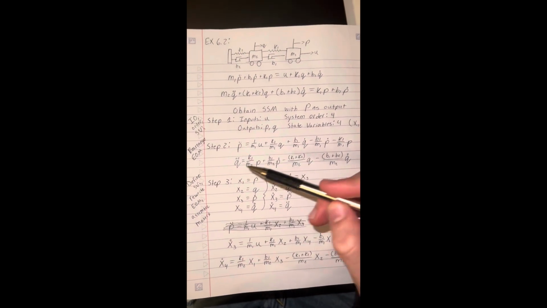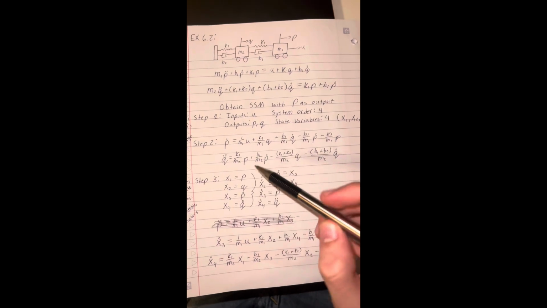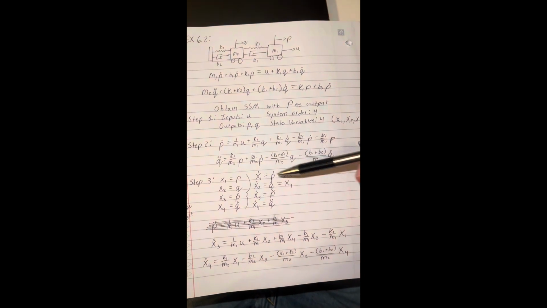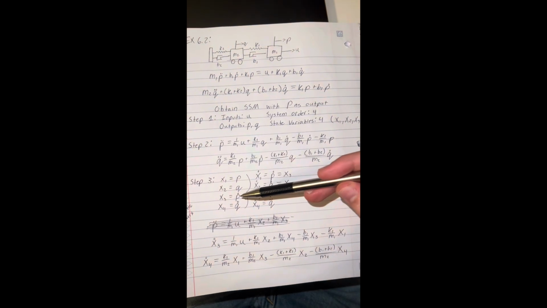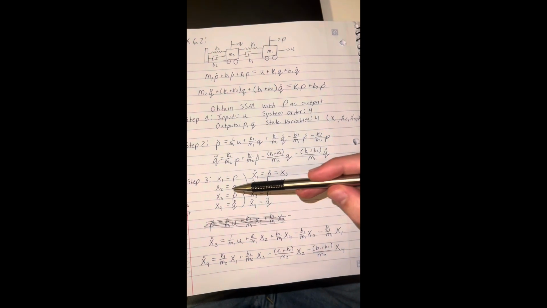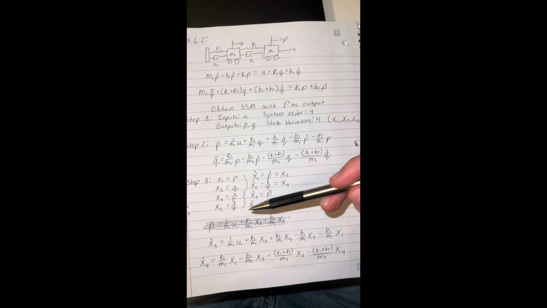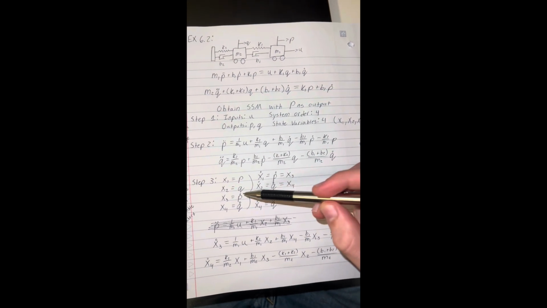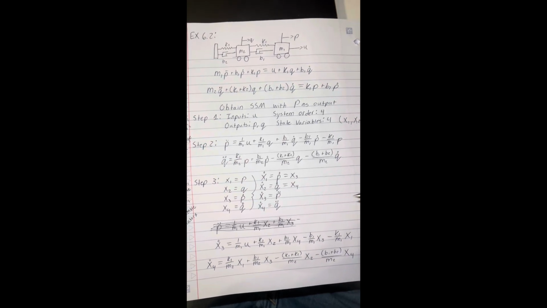After you define your state variables, you have to take the derivative of them just once. So that would mean your x1 dot is equal to P dot, which is also equal to x3 from earlier. x2 dot would be Q dot, which is also equal to x4 from earlier. x3 dot must be P double dot, and x4 dot must be Q double dot.